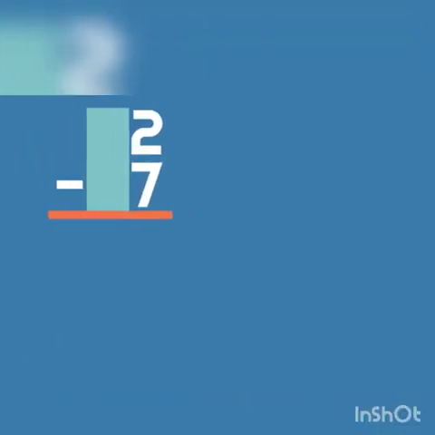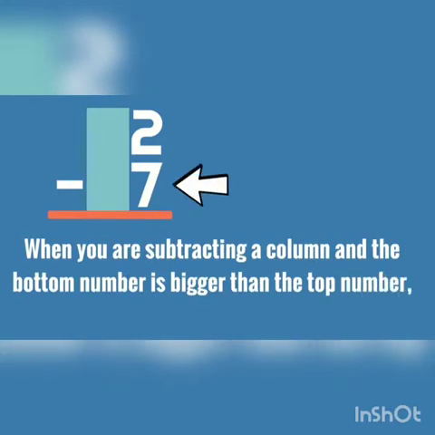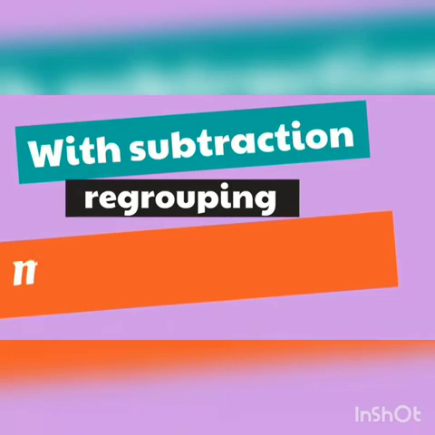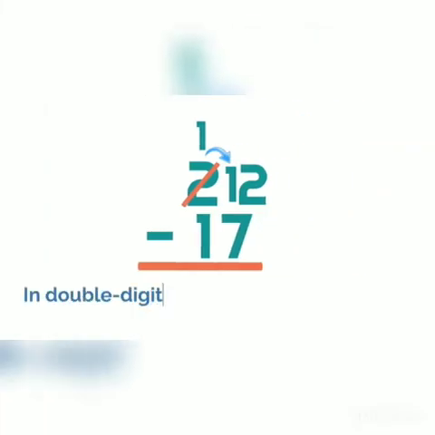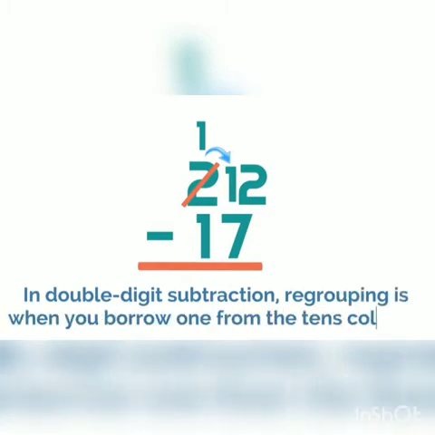Remember, when you are subtracting a column and the bottom number is bigger than the top number, that means you need to regroup. And with subtraction, regrouping means borrowing. In double-digit subtraction, regrouping is when you borrow 1 from the tens column.